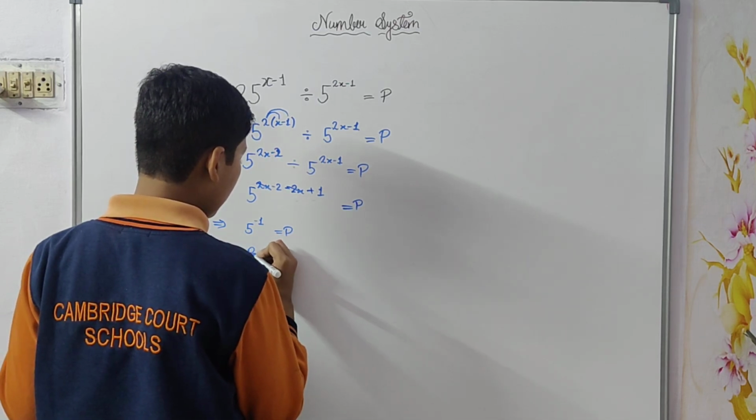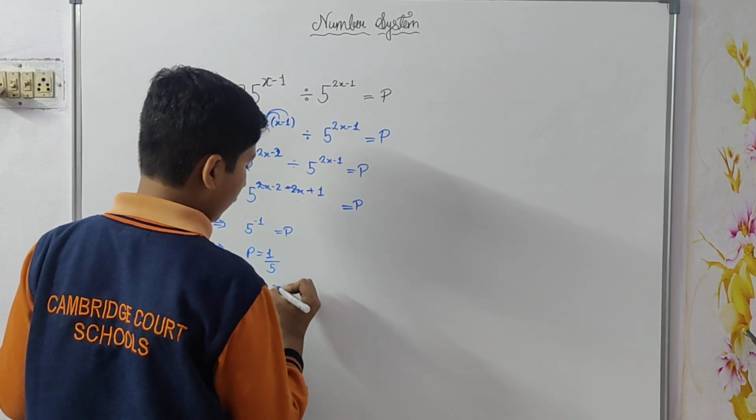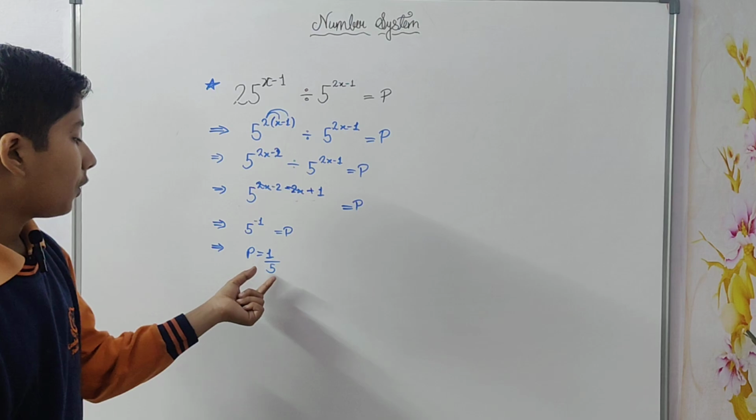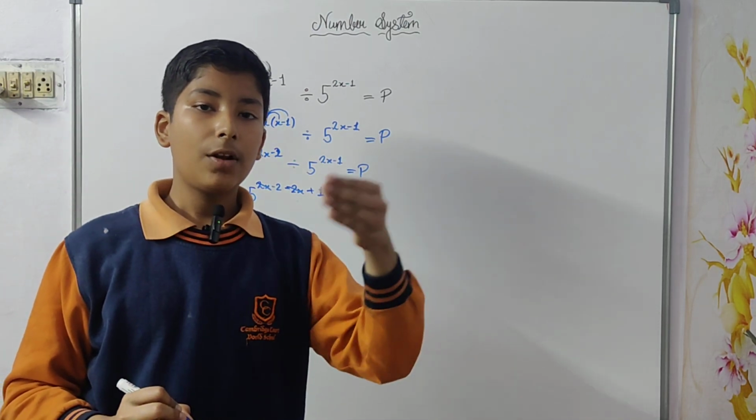So p will be 1 upon 5. Okay, 1 upon 5, because the power was negative and to make it positive we will have to take the reciprocal of the number.